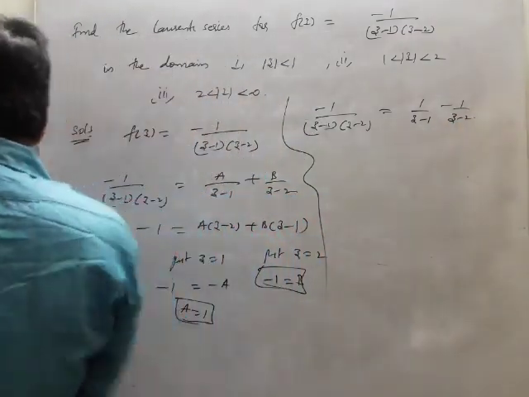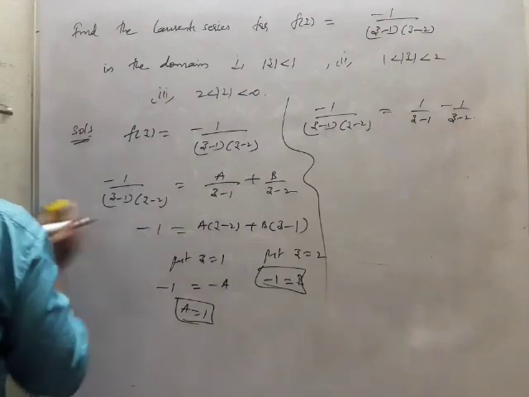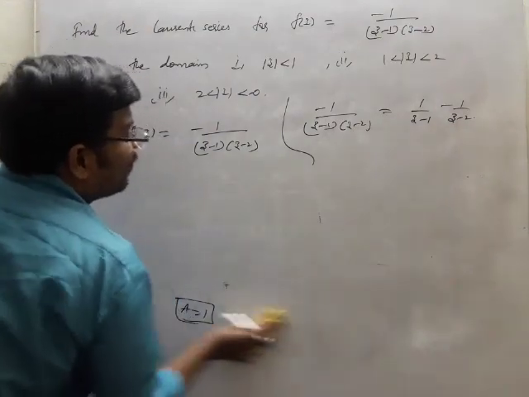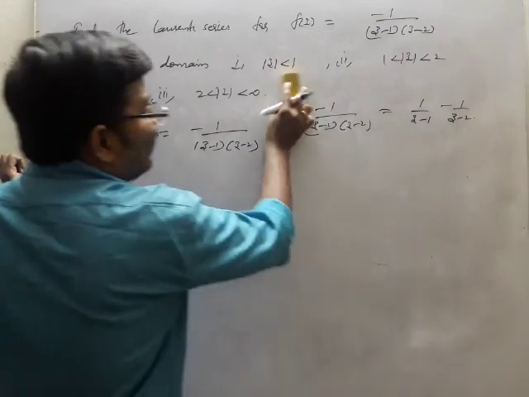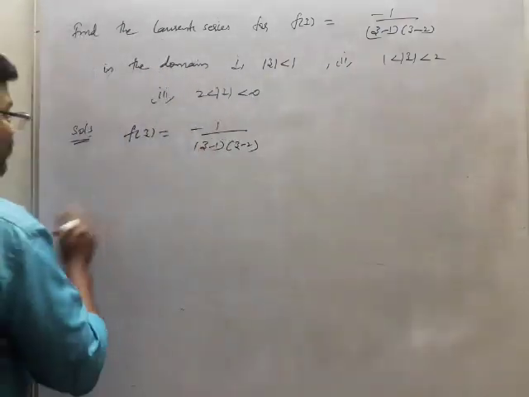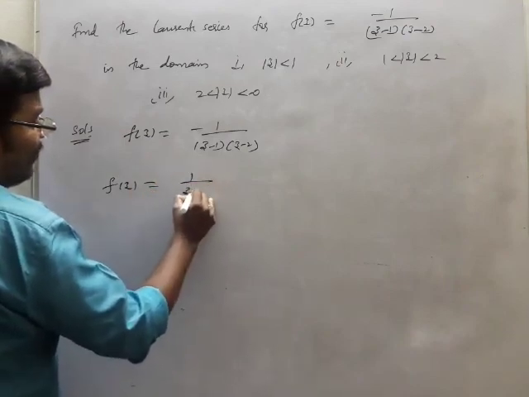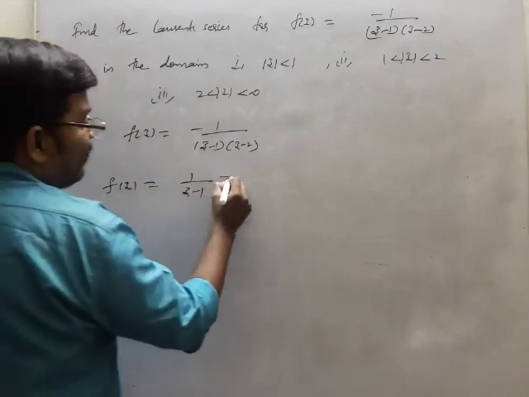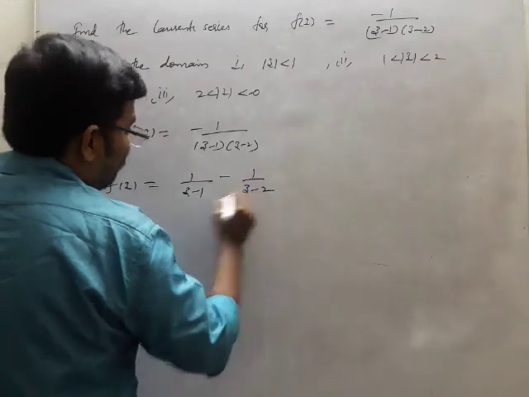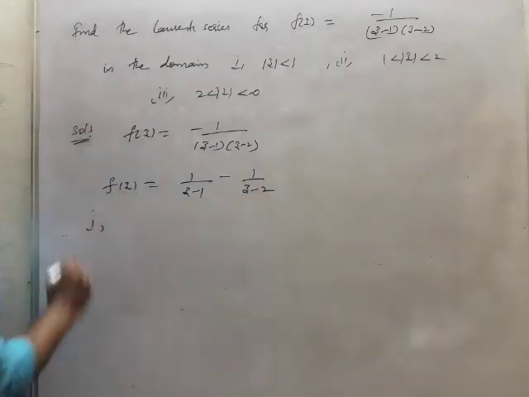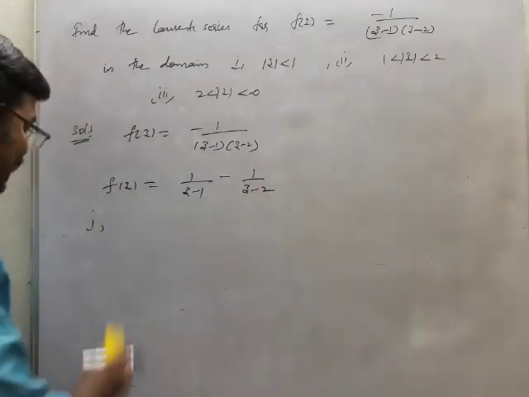So what did you get here? You got two fractions in the form of like this. So I'll write that one here. By using the partial fractions, f of z is equal to 1 by z minus 1 minus 1 by z minus 2. Now this is the f of z value, 1 by z minus 1 and this one.